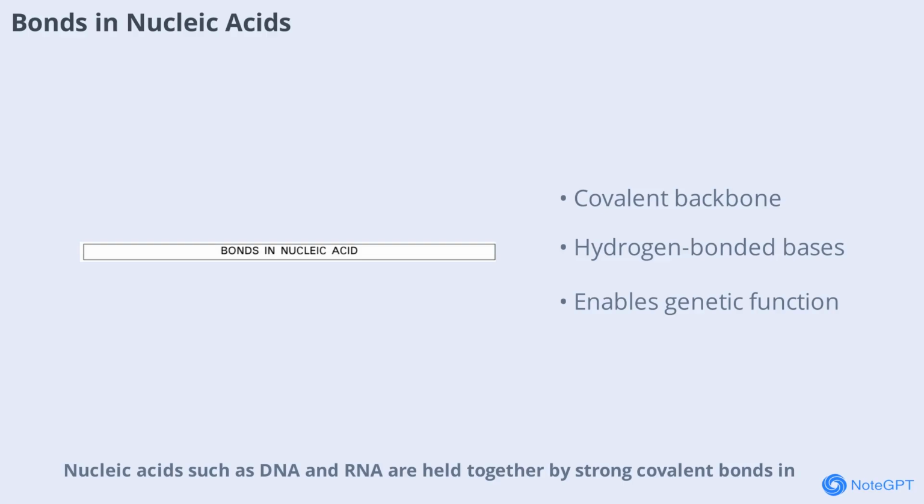Nucleic acids, such as DNA and RNA, are held together by strong covalent bonds in the backbone and weak hydrogen bonds between complementary bases. The balance between these interactions allows for the stable storage of genetic information and the dynamic processes of replication and transcription.